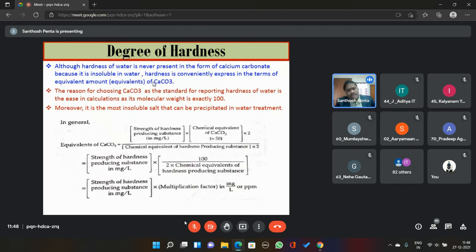How are we converting to equivalence of calcium carbonate? There is one mathematical formula. With the help of this mathematical formula, we can convert that hardness into equivalence of calcium carbonate. Yes, see, what are the main hardness-causing ions?